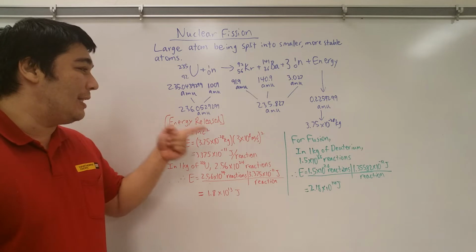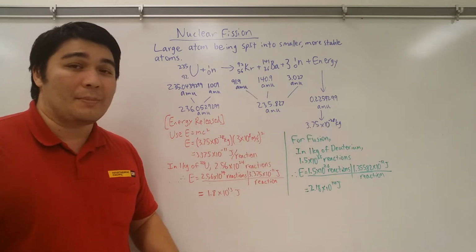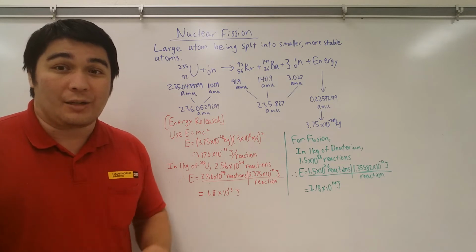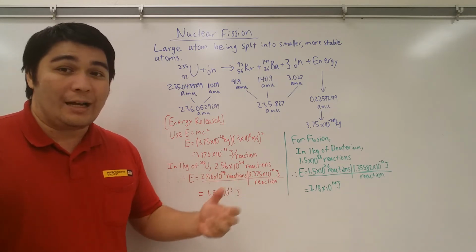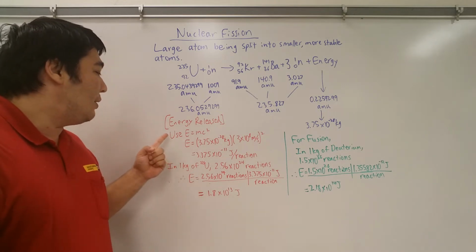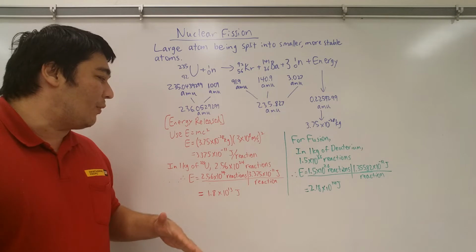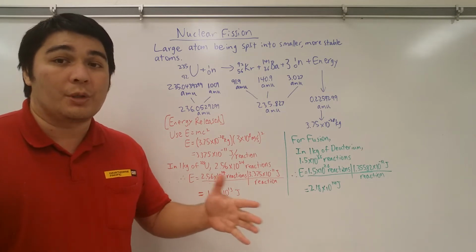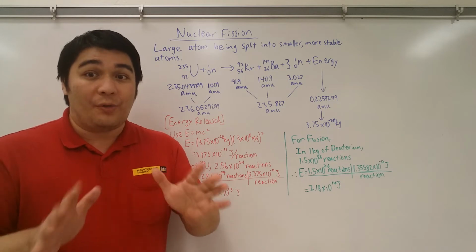How much energy is released? That mass difference is 3.75 times 10 to the negative 28 kilograms per reaction. That's how much mass is being converted into energy at this point. So we're using E equals mc squared. We're going to find that our answer is about 3.375 times 10 to the negative 11th joules per reaction. But to make things equal and fair, right?